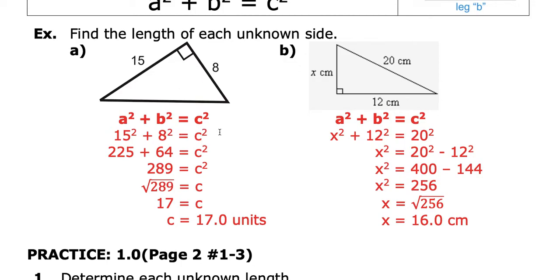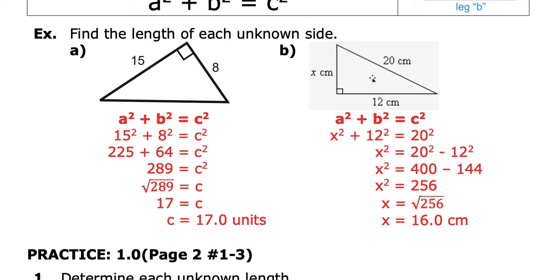In this next line, we evaluate the exponent. So 15 squared is 225. 8 squared is 64. You can check on a calculator. In the next line, we combine these two terms using addition to get 289 is equal to c squared. We'll perform the opposite operation of squaring, which is the square root, to each side. We'll have c on the right-hand side, but the square root of 289 using a calculator is 17. So that's our length for c, and we can interpret this as 17.0 units because values are not specified for the units of length.